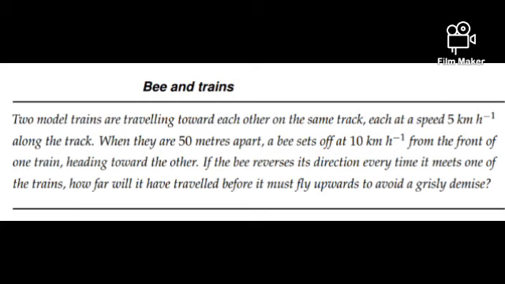Two model trains are traveling toward each other on the same track, each at a speed of 5 kilometers per hour along the track. When they are 50 meters apart, a bee sets off at 10 kilometers per hour from the front of one train heading toward the other. If the bee reverses its direction every time it meets one of the trains, how far will it have traveled before it must fly upwards to avoid a grisly demise?